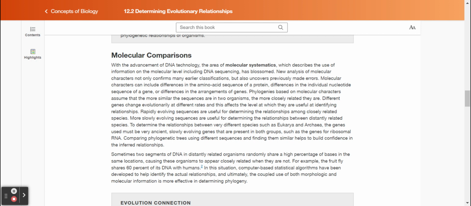Sometimes two segments of DNA in distantly related organisms randomly share a high percentage of bases in the same locations, causing these organisms to appear closely related when they are not. For example, the fruit fly shares 60% of its DNA with humans. In this situation, computer-based statistical algorithms have been developed to help identify the actual relationships and, ultimately, the coupled use of both morphologic and molecular information is more effective in determining phylogeny.